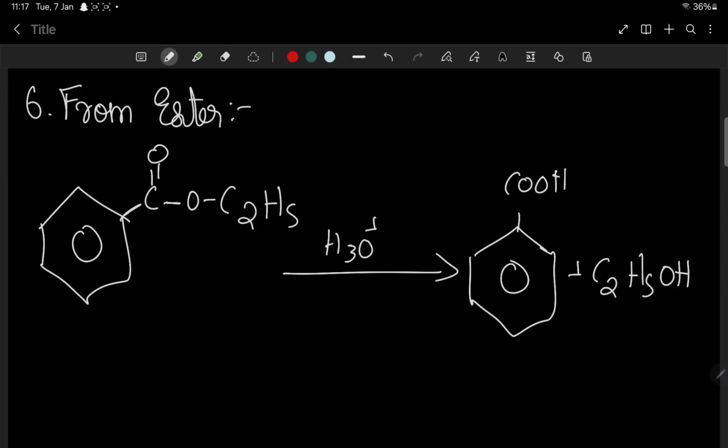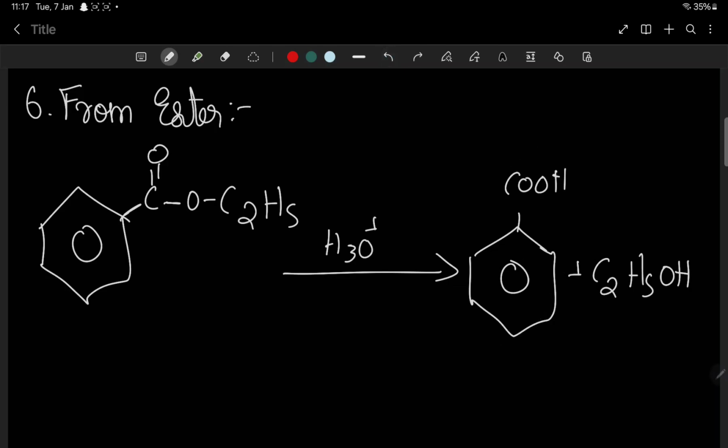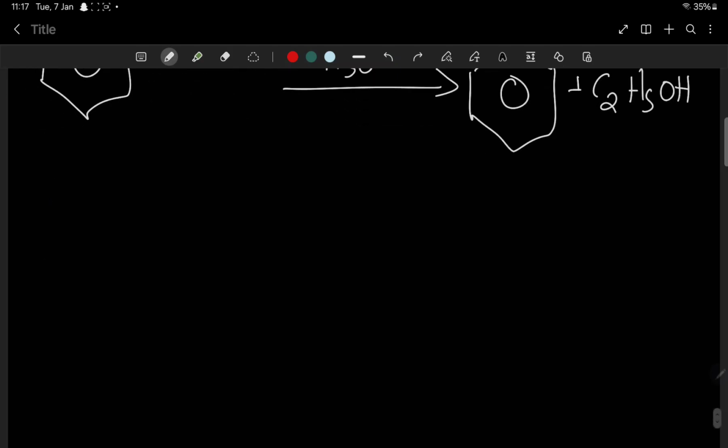This hydrolyzing means what is happening, you know. Esterification was a process of adding one acid and one alcohol to form ester. The opposite way we did, we reversed the reaction, and once again we got the used acid and the alcohol. Simple.